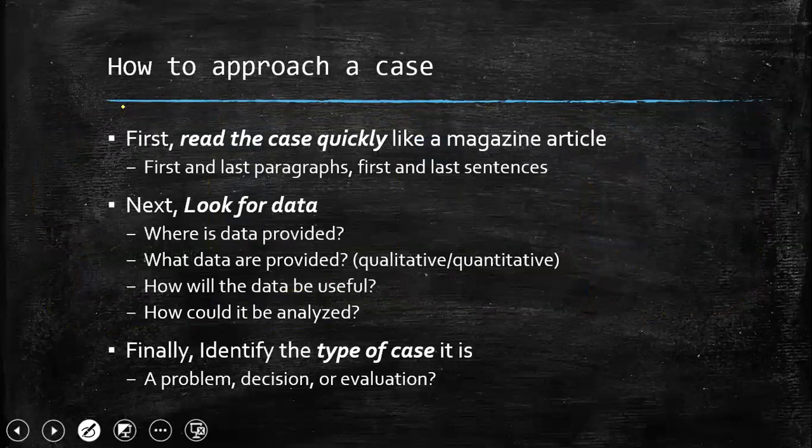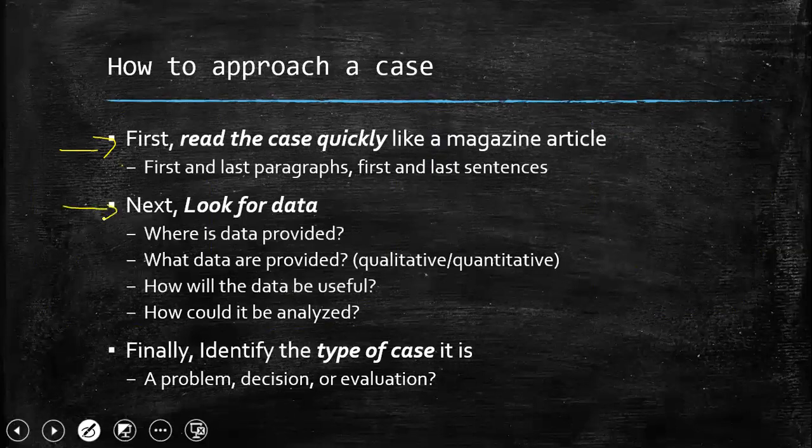Well, the first thing you should do is read the case quickly, like you read maybe a magazine article, or if you have ever taken a study skills course or something like that. Use the technique of skimming at first. You can do that by looking at the first and last paragraphs or the first and last sentences of each paragraph within the case. Just try to get a sense for what the case is about, what the context is, what some of the data is that you're going to see in there, what the main issue is in the case, which will lead to the type of case, that sort of thing.